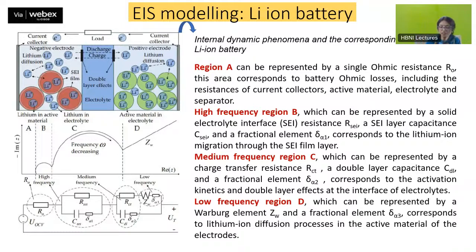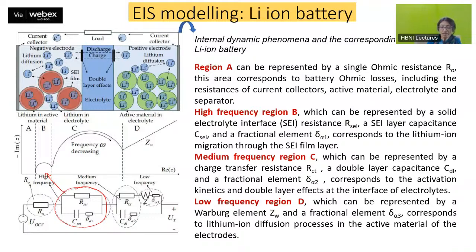Then you have a high frequency region B, and this B is represented by the solid electrolyte interface resistance RSEI, SEI layer capacitance CSEI, and a fractional element which is delta alpha 1. It corresponds to the lithium ion migration through the SEI film layer. So this particular equivalent circuit represents region B, where your SEI is forming.